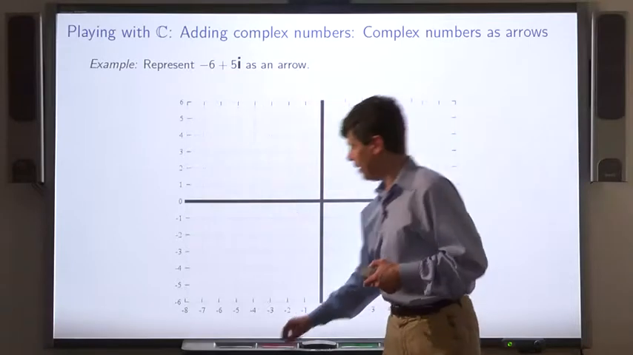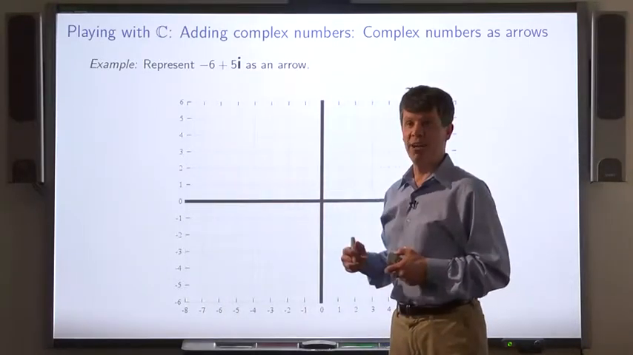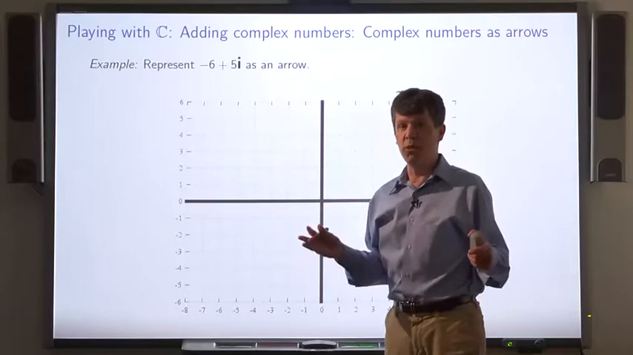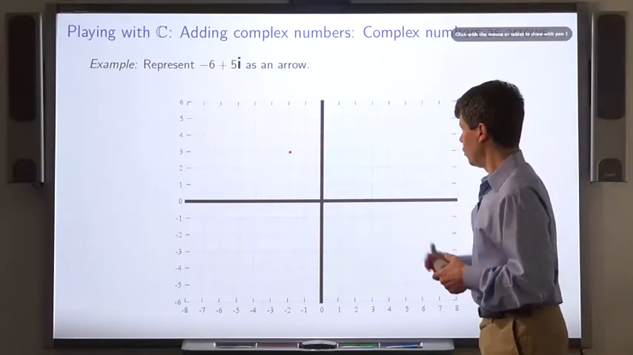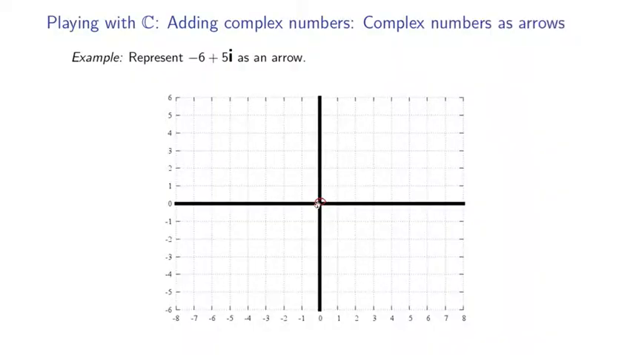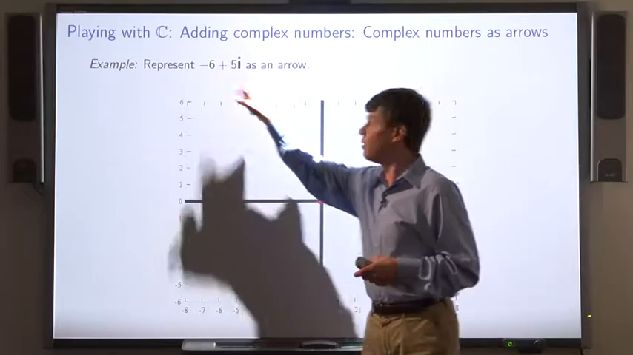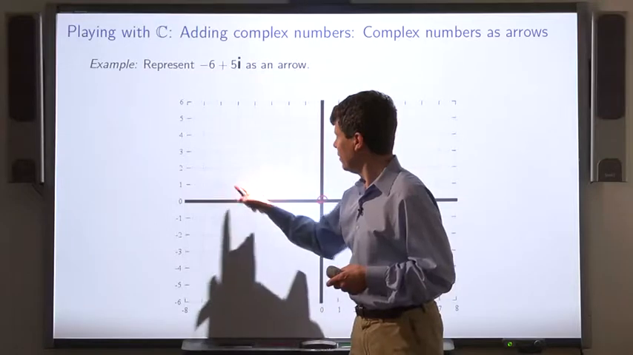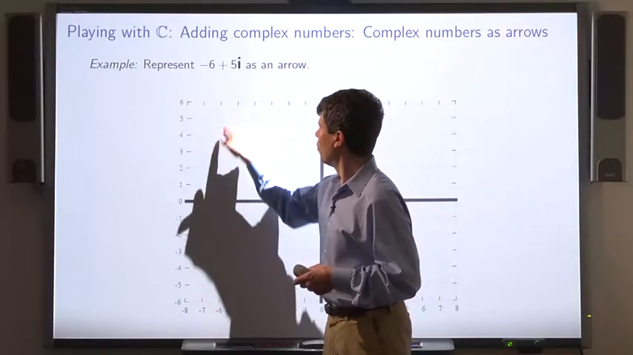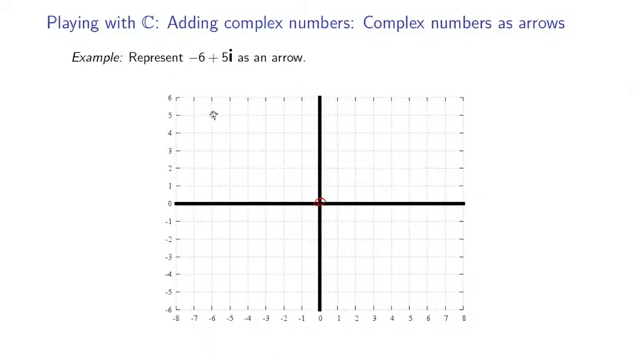So let's try representing this complex number as an arrow. We can choose anywhere to put its tail, and one convenient place to put it is at the origin. So the tail will be here. And the head should be at the location with x-coordinate -6 and y-coordinate 5. So 1, 2, 3, 4, 5, 6. 1, 2, 3, 4, 5. So the head should be here. So the arrow would look like that.